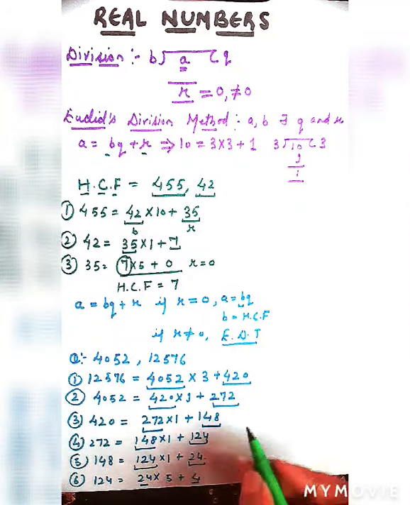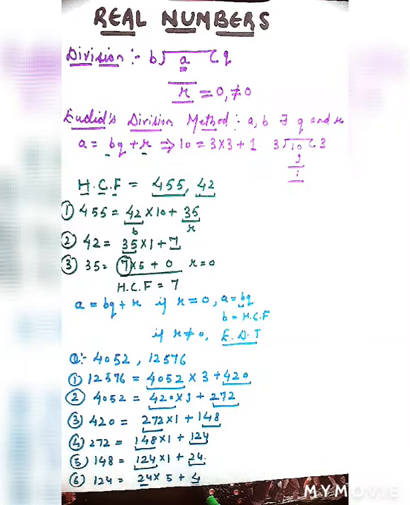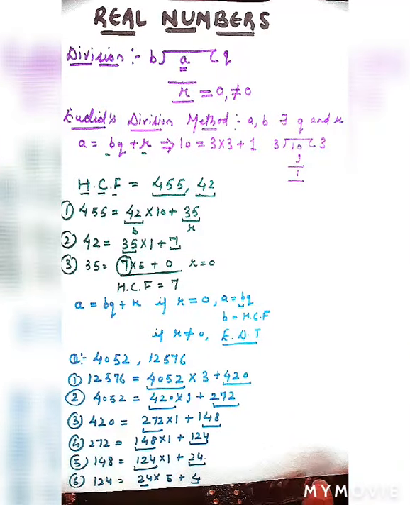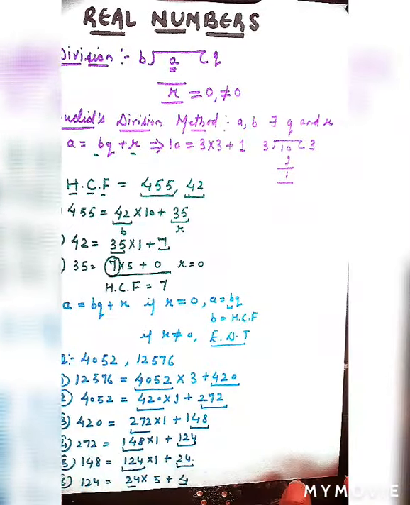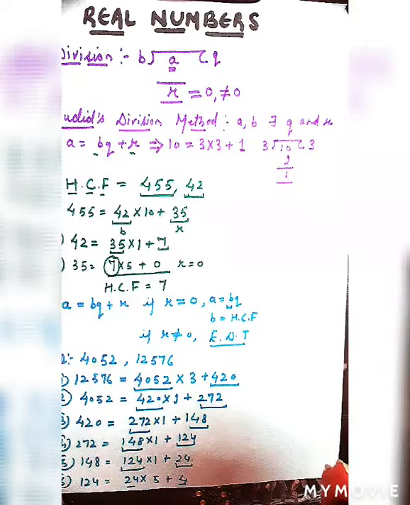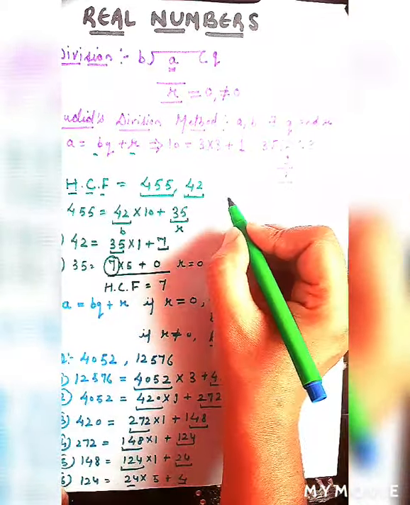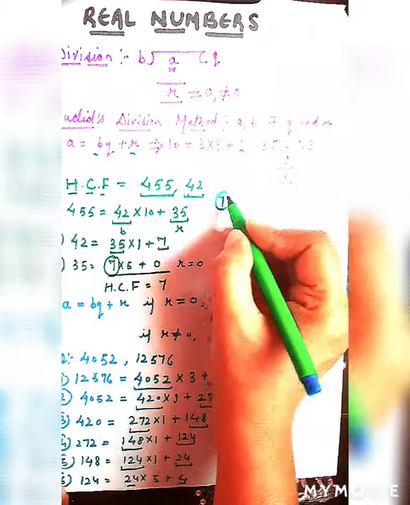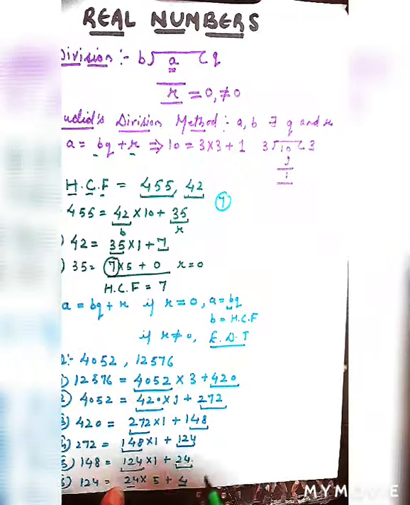Have you seen that the remainder has been decreasing? So we will reach a place where remainder is equal to 0, right? So again the remainder is not equal to 0. Seventh step, we will consider 24 and 4.